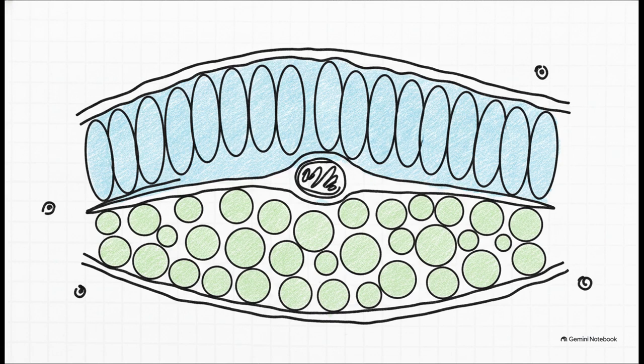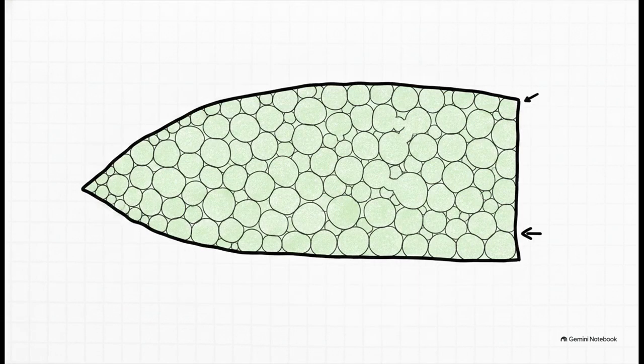Going even deeper into the internal architecture, we find the mesophyll. Think of this as the middle layer of the leaf where all the photosynthesis magic happens. In dicots, this layer is highly differentiated into two very specialized zones. The top layer is the palisade mesophyll, packed super tight with elongated cells to absorb sunlight. Beneath that is the spongy mesophyll, made of loosely arranged, rounded cells with large air cavities to allow gases to flow freely.